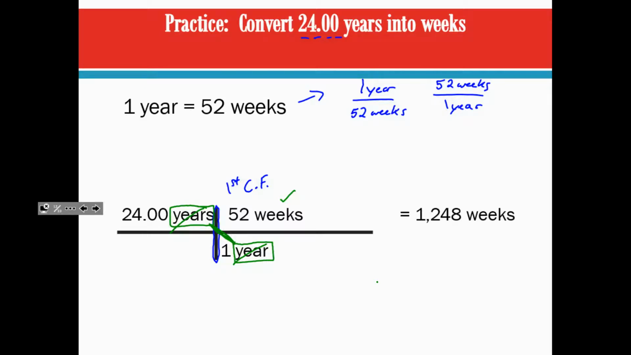So when we calculate, we get 1,248 weeks. A note on sig figs. There were 4 significant figures in this measurement. We do not use exact numbers for significant figures. This conversion factor uses exact numbers, exact figures. And exact figures do not use significant figures. So we can ignore this conversion factor. So I need 4 in my final answer, which I have. My units are weeks, so I'm done.